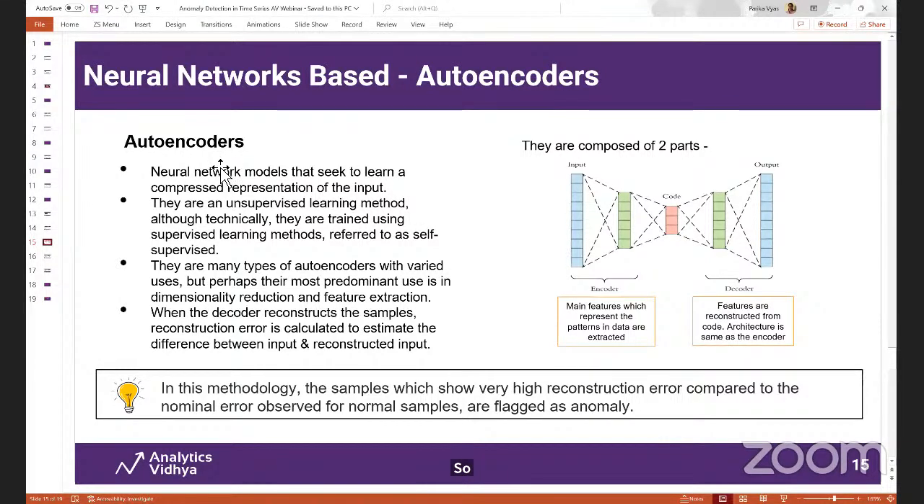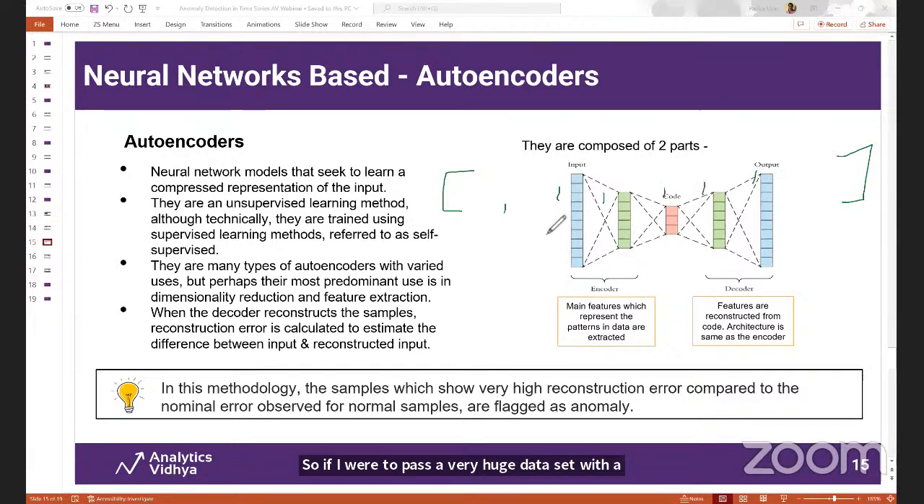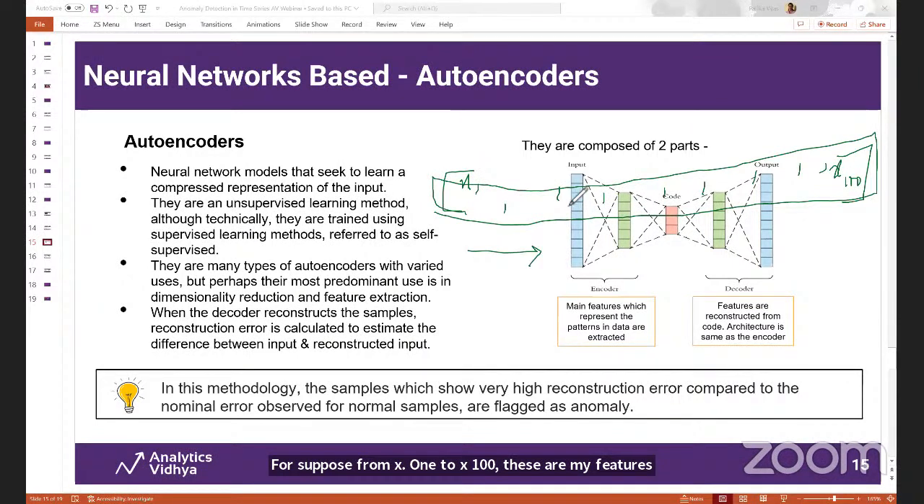What are autoencoders made of? They're nothing but neural network models that want to output a compressed representation of the input. So if I were to pass a very huge data set with a ton of features, from X1 to X100, as the input to this particular layer, what I want my autoencoder to do is to represent it in a latent space, to encode it into something which is easier for me to understand. Maybe just a 5-length vector, just for an example, right?